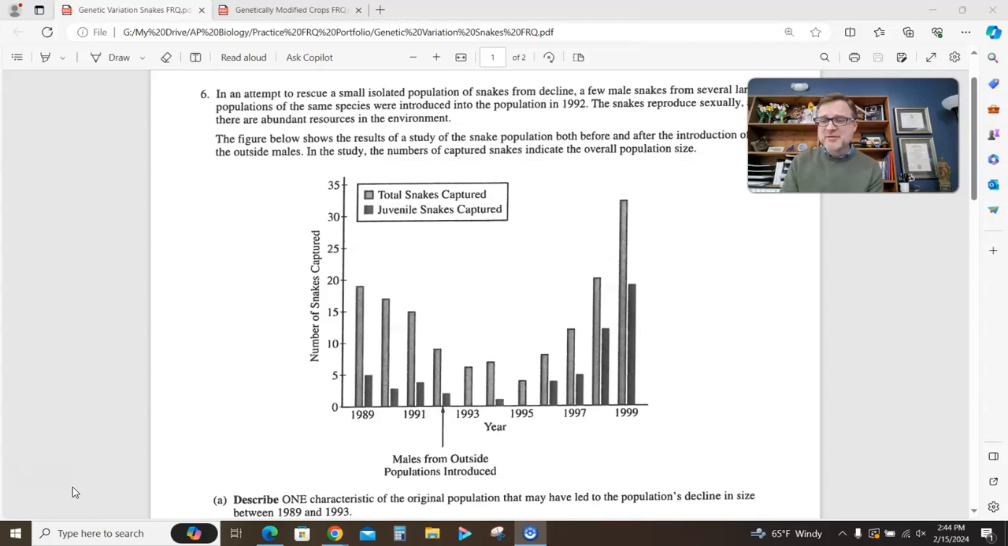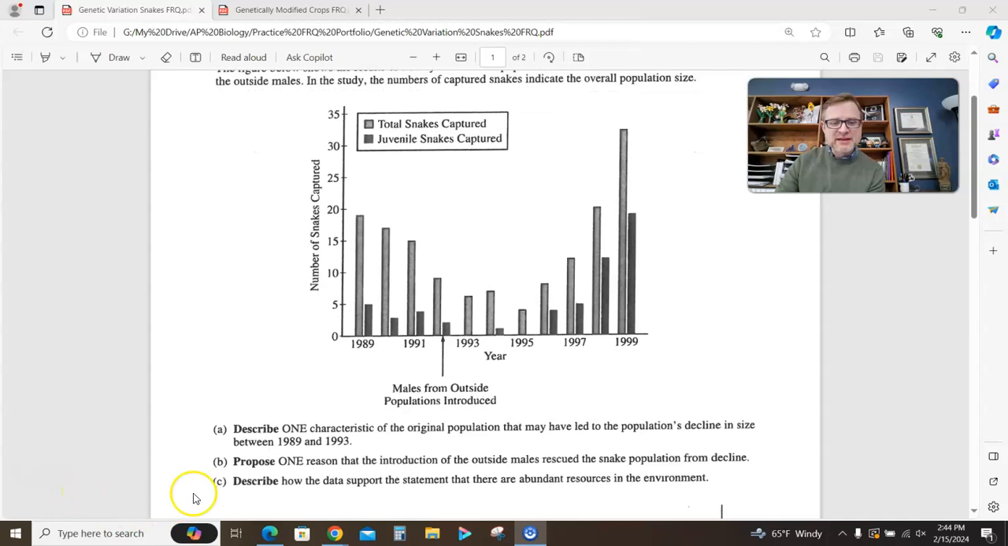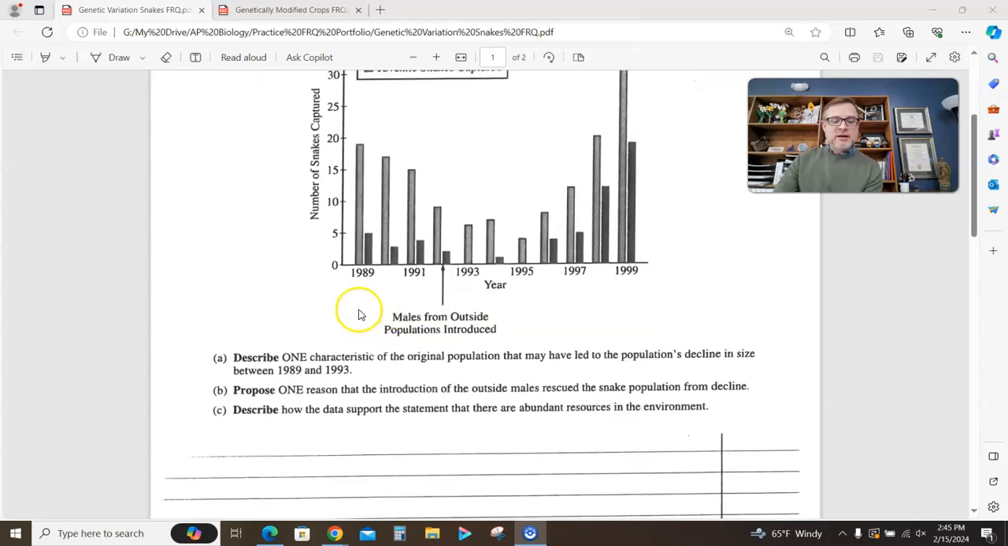This is a classic sort of question on genetic variation. Populations that lack genetic variation tend to be less robust. They tend to be susceptible to threats like diseases or other environmental factors. And they tend to have a problem with the viability of their offspring, where more of their offspring are not surviving. And you can see in this graph that that's what's going on. If you look in 1993, I don't have any juvenile snakes, so clearly this population is under some kind of stress.